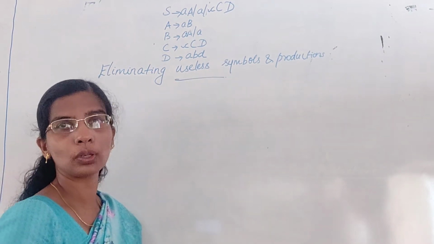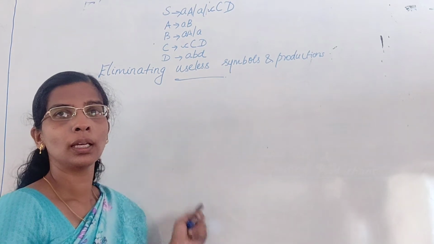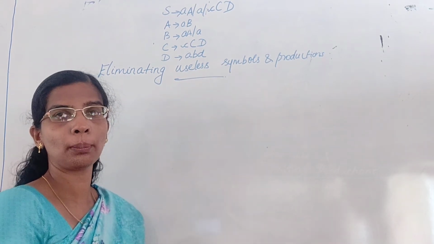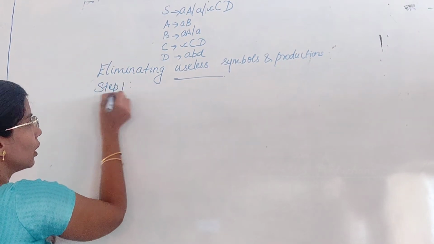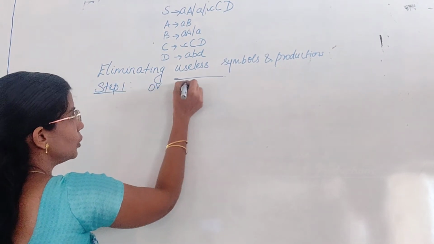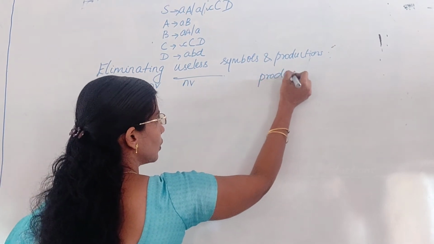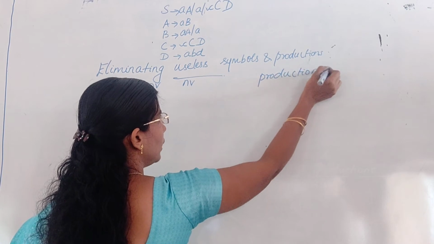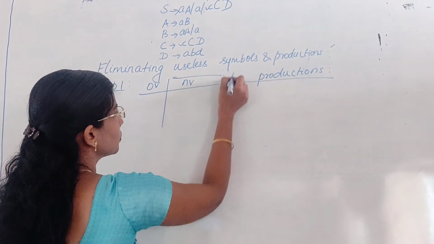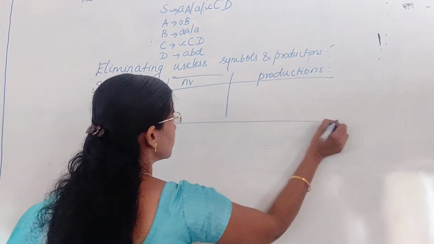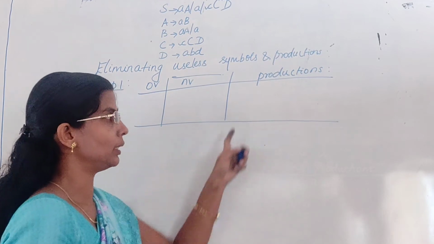You know how to solve this. We have seen it in the previous video. Again, it has two steps. We have to make two tabular columns. Step 1 tabular column will be old variable, new variable, and the productions. What are we supposed to write in production?